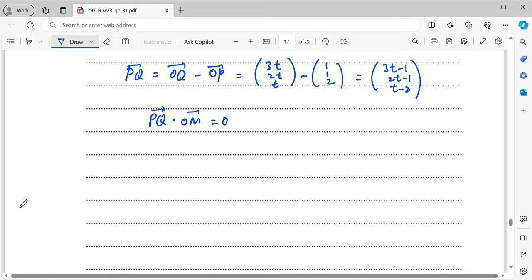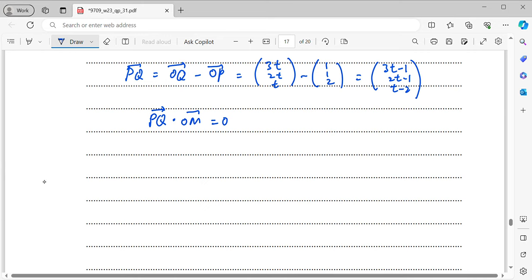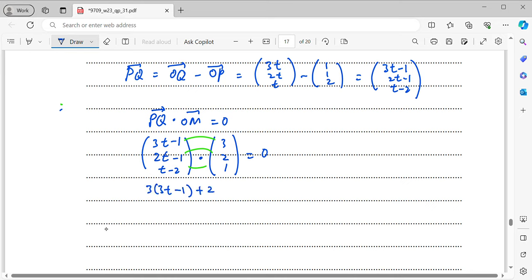Okay, so now my OM is 3, 2, 1. So here I will just rewrite. It will be 3t minus 1, 2t minus 1, t minus 2, dot with 3, 2, 1. That equals 0. This is the property of perpendicular. So now again, dot product or scalar product: you just multiply and add all together. So I will write 3 times 3t minus 1 plus 2 times 2t minus 1 plus 1 times t minus 2 equals 0. So now do expansion. It will be 9t minus 3 plus 4t minus 2 plus t minus 2, that equals 0.